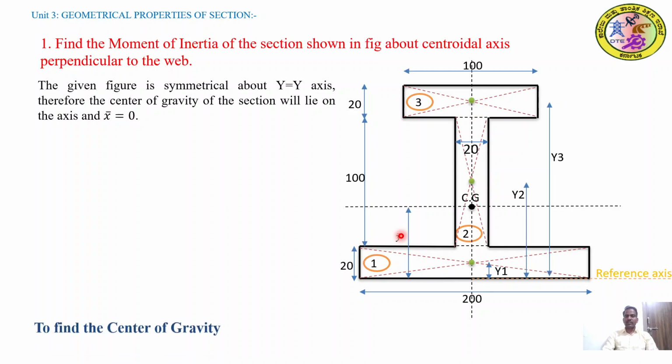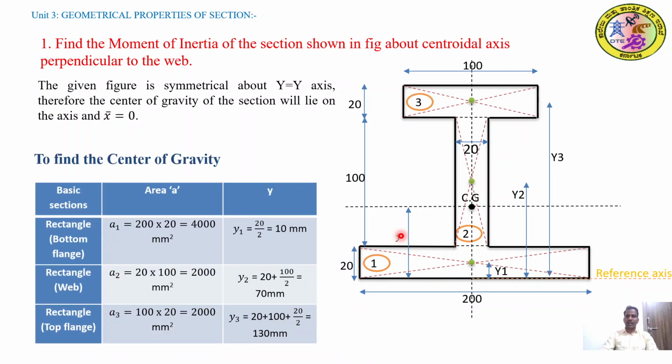Therefore, to find out the center of gravity of the I section, we must go by each rectangle. So in the first rectangle, the area of the first rectangle is 200 by 20 millimeter and the area is 4000 millimeter square. So the centroidal distance with respect to the x-axis is half of the 20, that is 20 by 2, that is 10 millimeter, which is noted as y1.